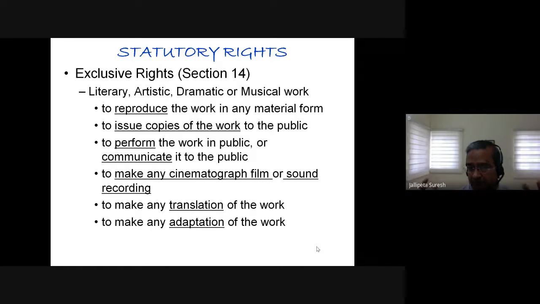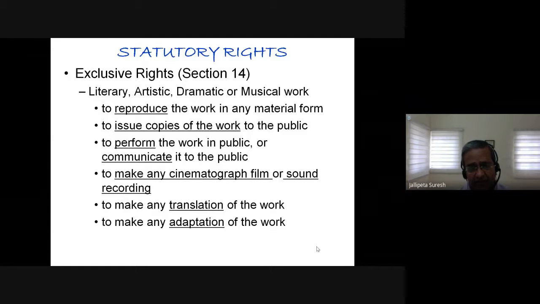To perform the work in public. Say if I have written a book and I want to dramatize that in public, only I have the right. This right is not available to others. Making a film or a sound recording, or making any translation of the work. Say if I write a book in English and somebody wants to translate this into French, they should take permission from me, because that right is automatically vested in me by virtue of the creation.